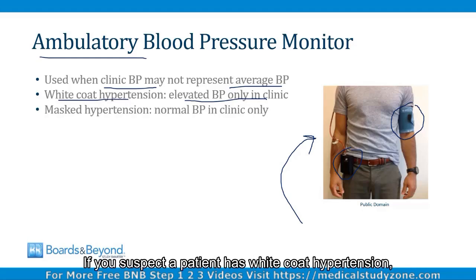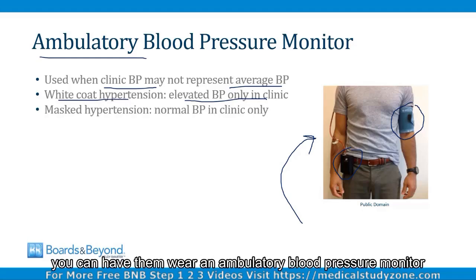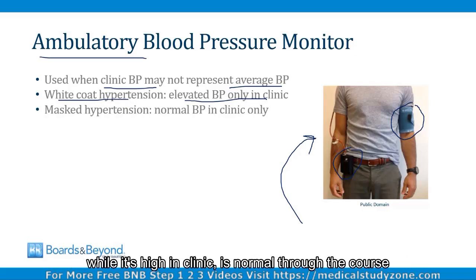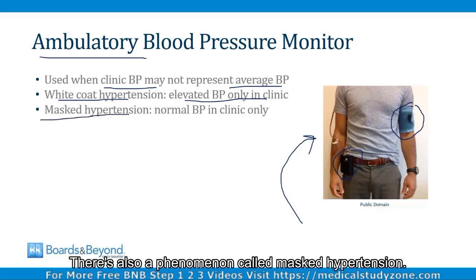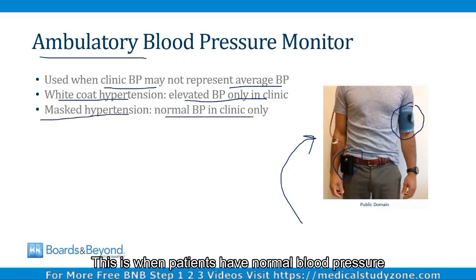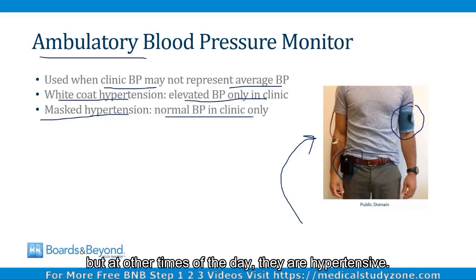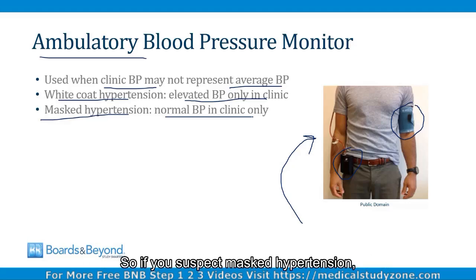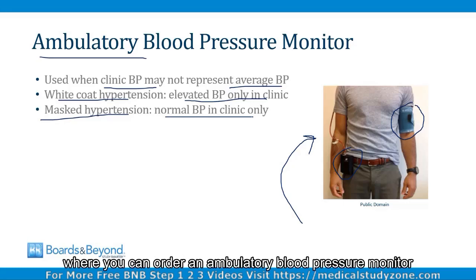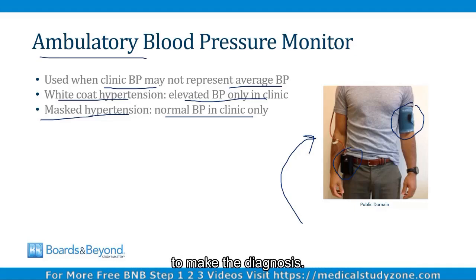If you suspect a patient has white coat hypertension, you can have them wear an ambulatory blood pressure monitor, and it will show you that the blood pressure, while it's high in clinic, is normal through the course of the patient's normal activities. There's also a phenomenon called masked hypertension. This is when patients have normal blood pressure in clinic only, but at other times of the day they are hypertensive. So if you suspect masked hypertension, that's also a situation where you can order an ambulatory blood pressure monitor to make the diagnosis.